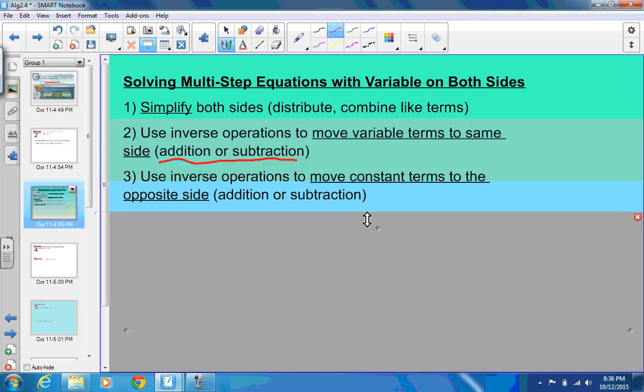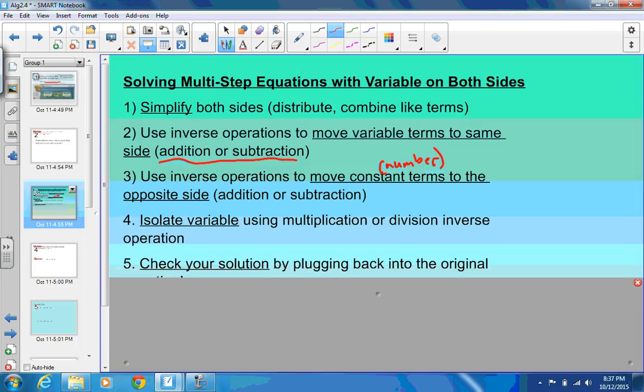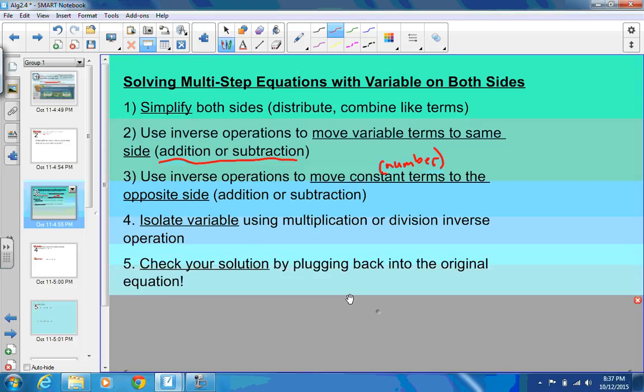After that, we're going to use inverse operations to move the constant terms. That would be the number terms, a number without variables, it's just a number. The constant terms to the opposite side using addition or subtraction. So we want them to the opposite side of the variables. And then it should be down to a one-step equation. Just solving using either multiplication or division, unless we already have a coefficient of 1. But we'll just use multiplication or division to undo that last. Typically it'll be division to undo that last one, and then check your solution by plugging back into the original equation.